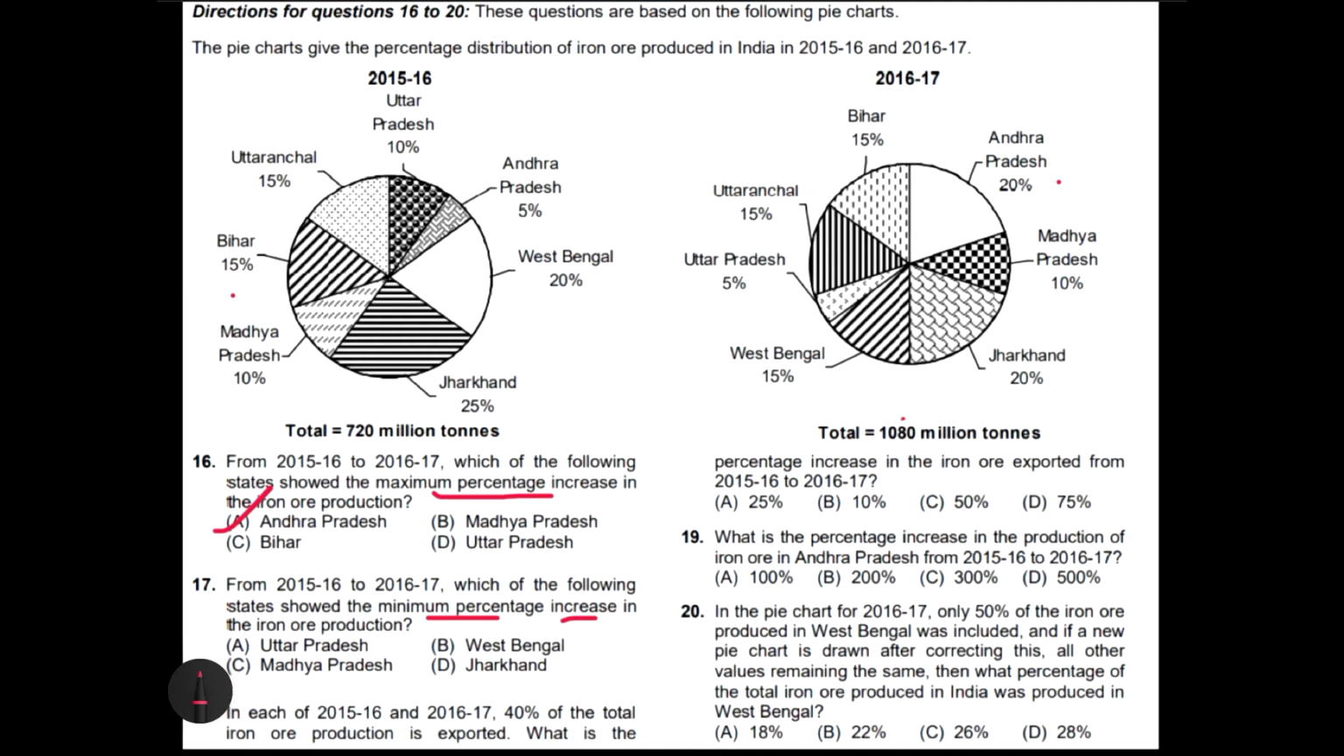First, we are going to make calculations for Uttar Pradesh. So when we are going to make calculations for Uttar Pradesh, this time we have to take the numbers into consideration because we need the minimum percentage. So Uttar Pradesh earlier was 10% and now it's 5%. So we'll do some quick calculations.